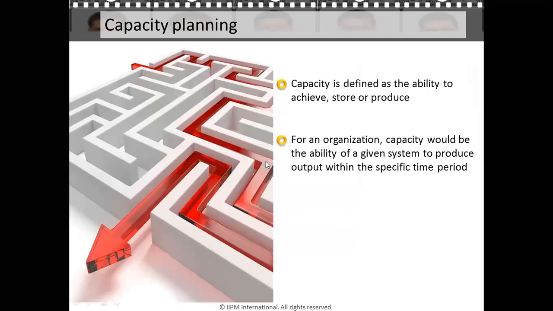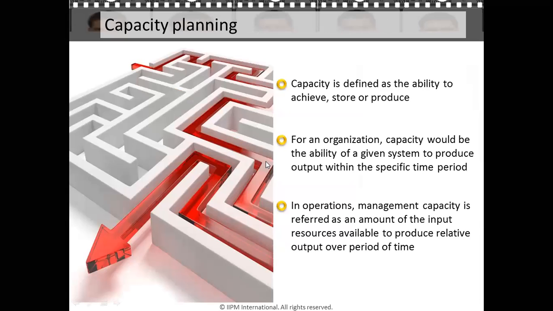Quickly, let's look at capacity planning. Capacity is defined as the ability to achieve, store, or produce. For an organization, capacity would be the ability of a given system to produce output within a specific time period. In operations management, capacity is referred to as the amount of input resources available to produce relative output over a period of time.